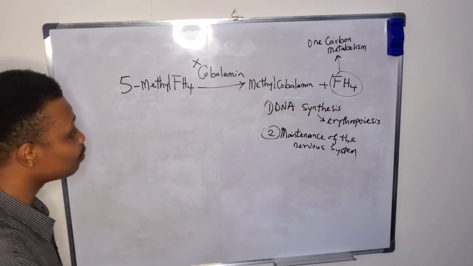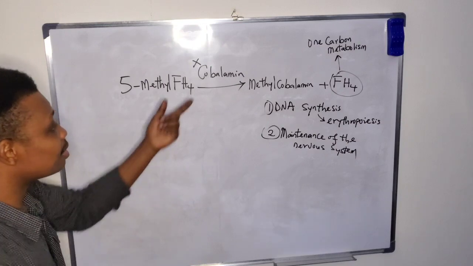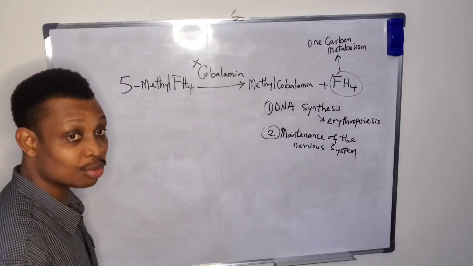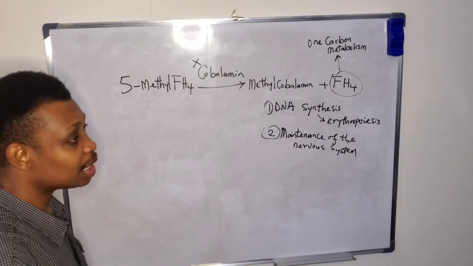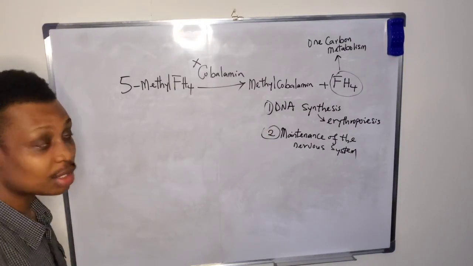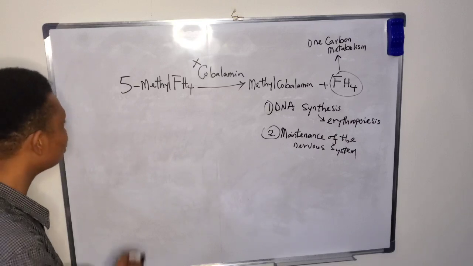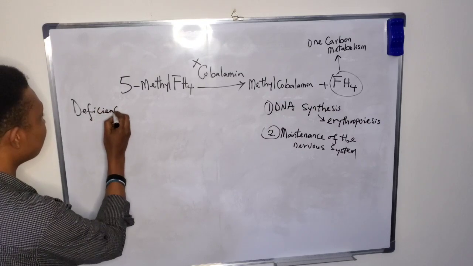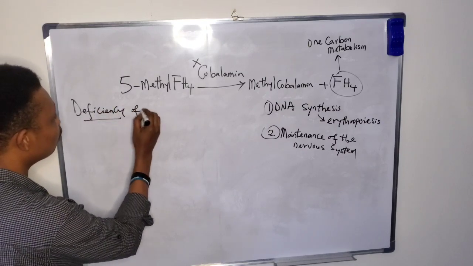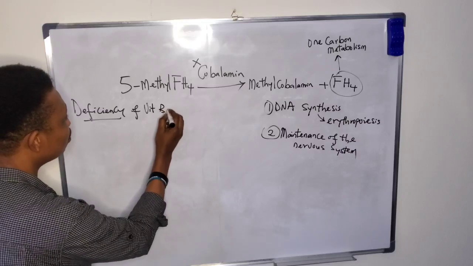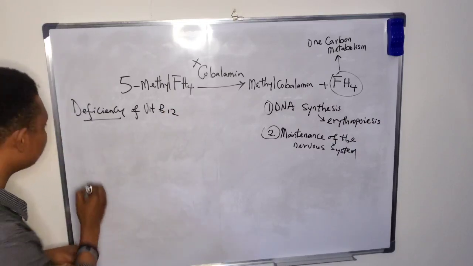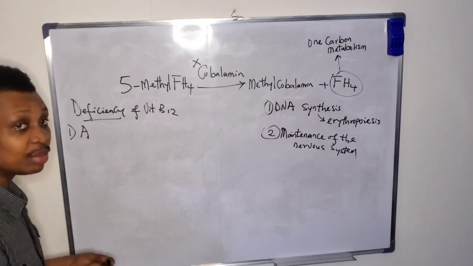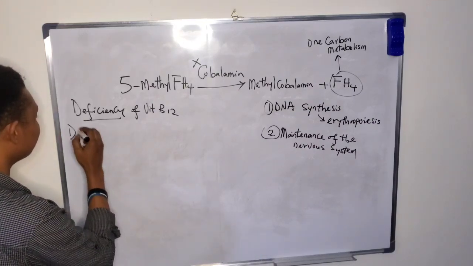Now, that is to say, if there is deficiency of cobalamin, it means DNA synthesis in the bone marrow cannot take place. And that is to say, erythropoiesis cannot take place. And that will result, so this is deficiency of vitamin B12, in anemia. And the type of anemia is megaloblastic anemia.